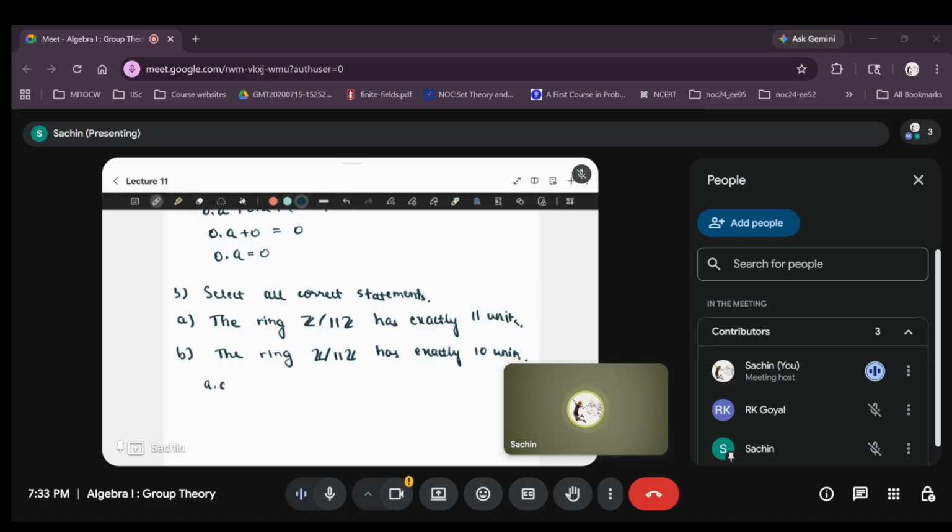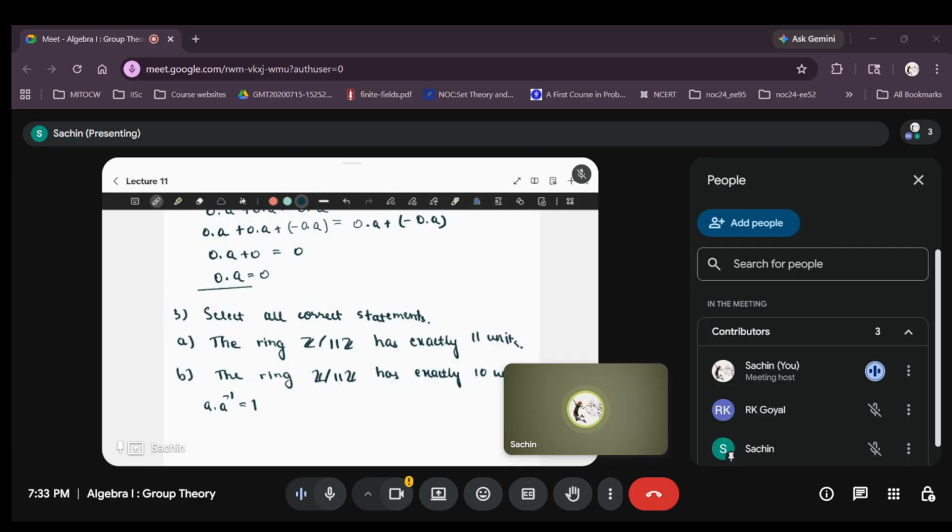An inverse is some element such that A times A inverse is equal to 1. But we saw 0 times A is 0 always. So regardless of what you multiply 0 with, you will always get a 0. You will never get 1. So there is no element such that 0 times that element is 1. Can't get 1 from 0. So 0 doesn't have an inverse in any ring under multiplication. So except 0, since 11 is prime, all numbers have an inverse. That means there are 10 units. So the first one is false, the second one is true.